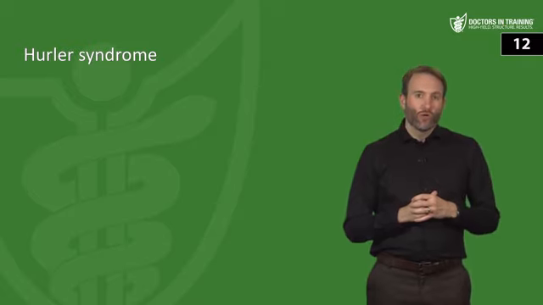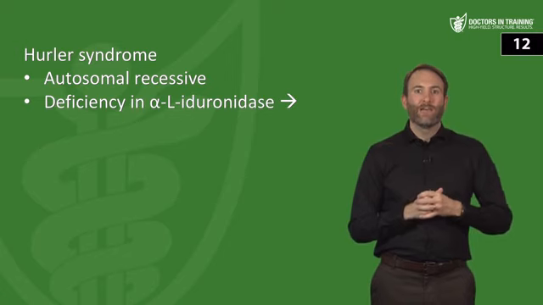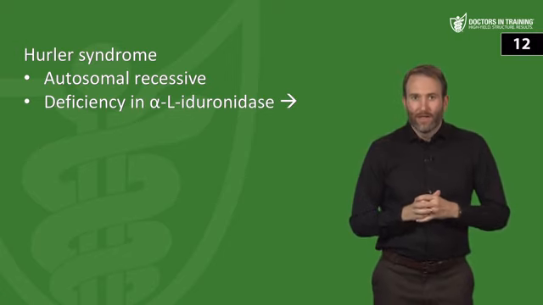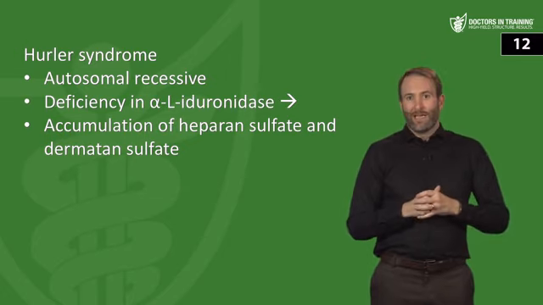Moving on to Hurler syndrome. This is, again, autosomal recessive. The deficient enzyme here is alpha-L-iduronidase, and the buildup is in heparan sulfate and dermatan sulfate.